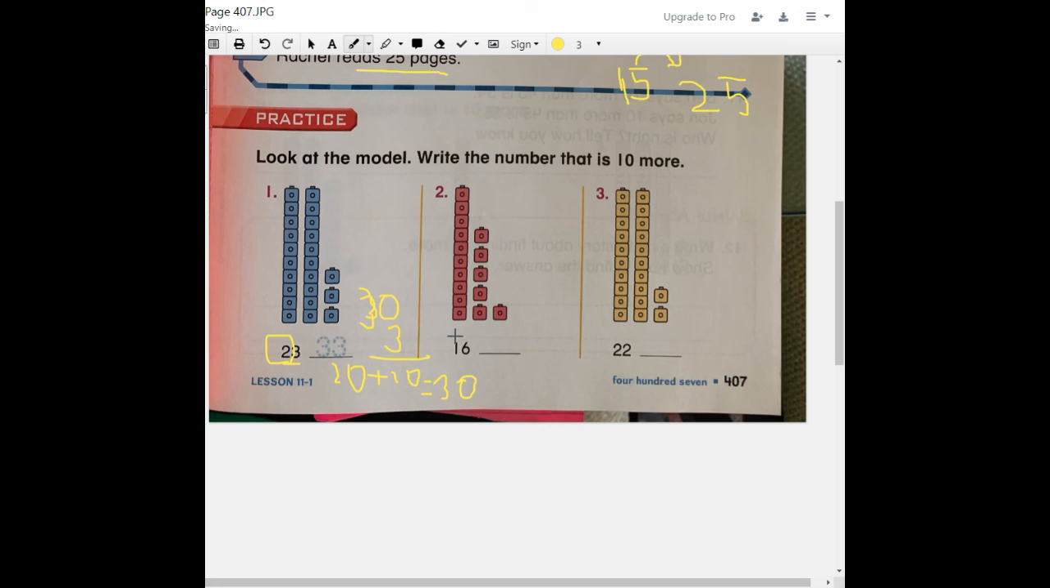Okay? Remember, we're counting by 10. We count 10, these little ones, and then we add 10 more. We're counting 10 more. Right? You try that by yourself, 2 and 3. And don't forget to do page 408 and upload that on the website.